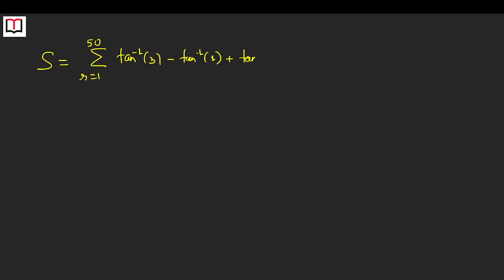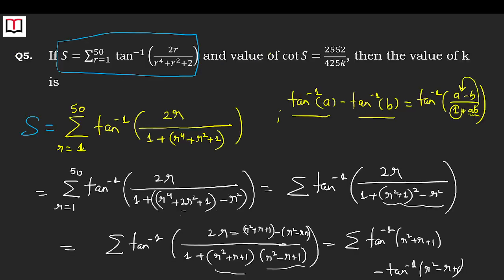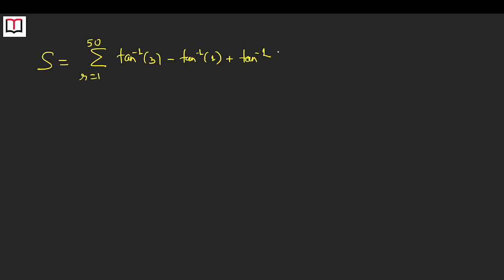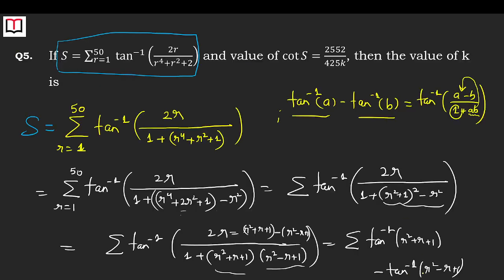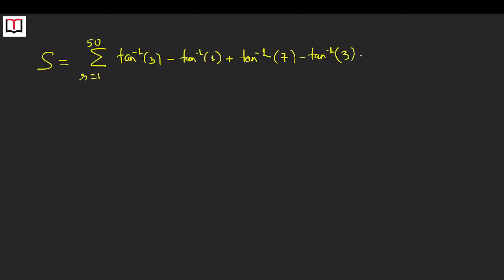plus tan inverse of, when r is 2, so 4 plus 2, 6, plus 1, 7, minus tan inverse of, when r is 2, 4 minus 2 plus 1 is 3. Just for myself, I am checking: 3 square 9 plus 3, 12, 13, minus 9 is 6, plus 1 is 7. Yeah, that's fine. So see, 3, 3, 7, 7, 13, 13. So the first term we are left with is tan inverse of 1.